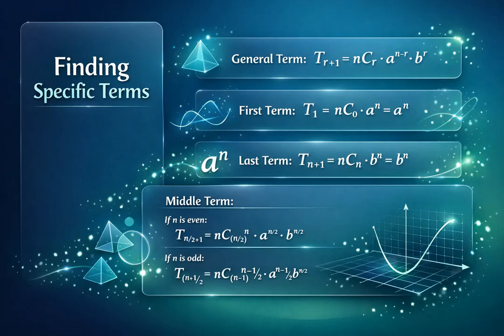To find specific terms, use the general term formula. T_(r+1) equals nCr times a^(n-r) times b^r. The first term, T1, equals a^n. The last term, T_(n+1), equals b^n. Middle terms depend on whether n is even or odd.